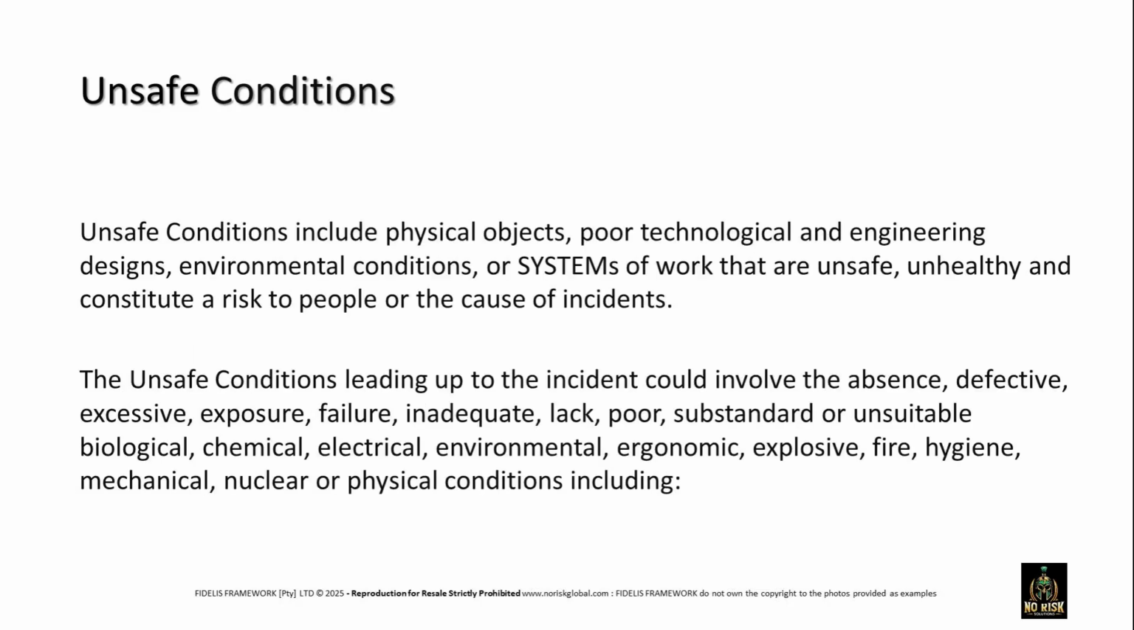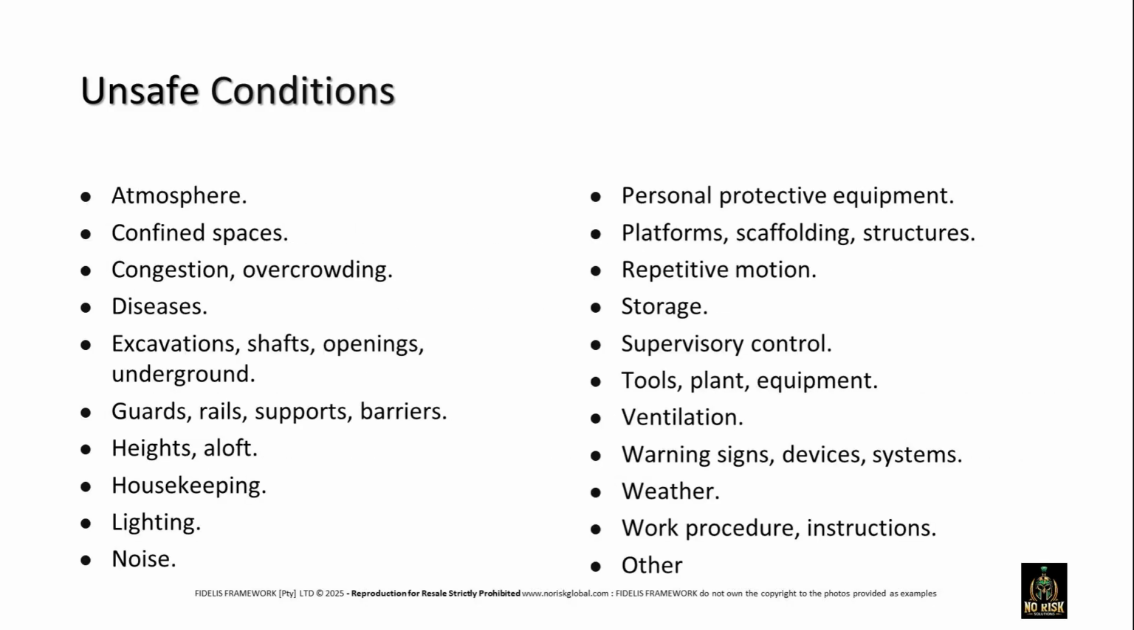Unsafe conditions include physical objects, poor engineering, and environmental factors that pose risks and can lead to incidents. Unsafe conditions in the workplace can range from atmospheric issues to inadequate lighting. These conditions pose significant risks and need to be addressed to ensure safety.